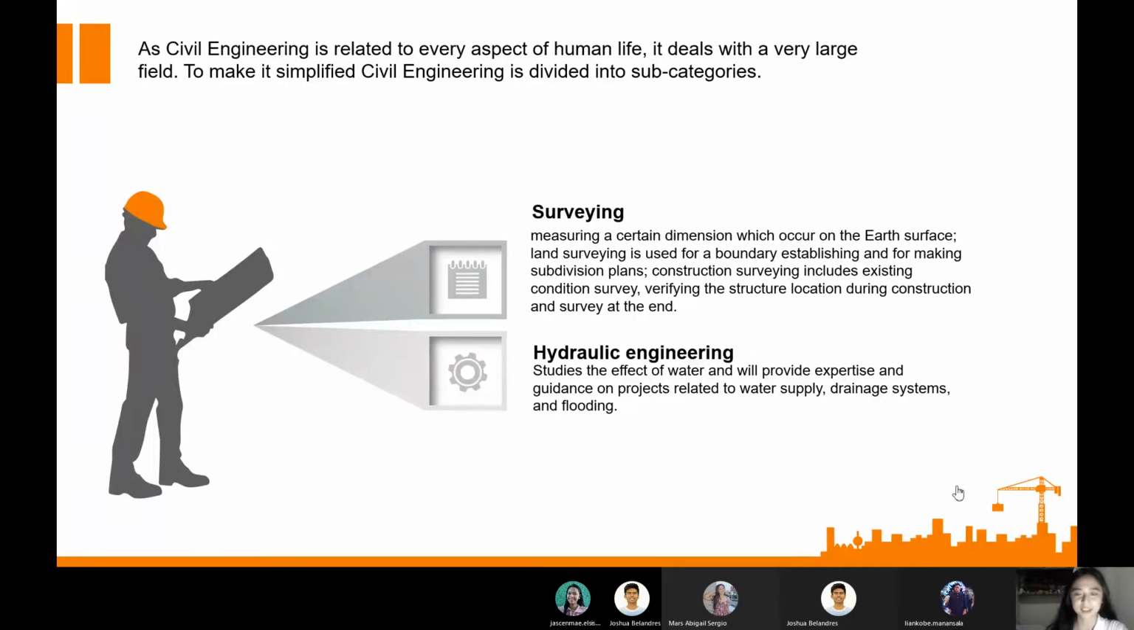First two subcategories of civil engineering. Surveying, measuring a certain dimension which occur on the Earth's surface. Land surveying is used for boundary establishing and for making subdivision plans. Construction surveying includes existing condition survey, verifying the structure location during construction, and survey at the end. Hydraulic engineering studies the effect of water and will provide expertise and guidance on projects related to water supply, drainage system, and flooding.